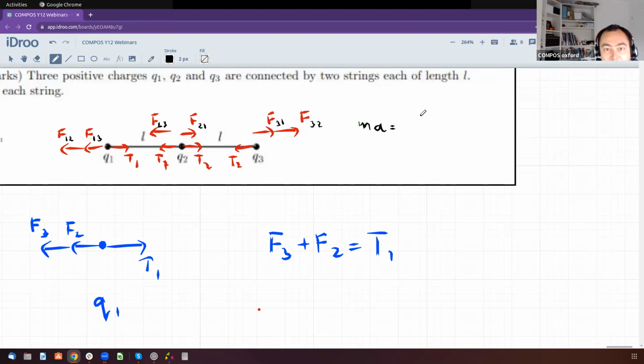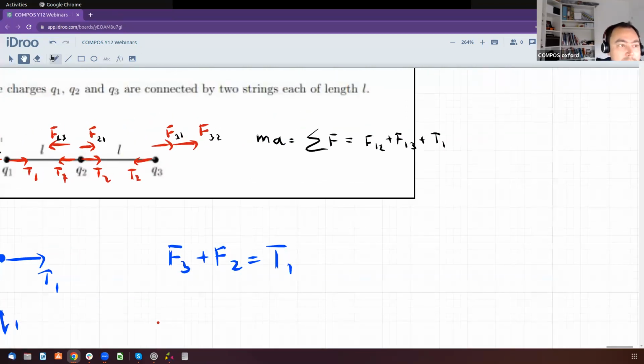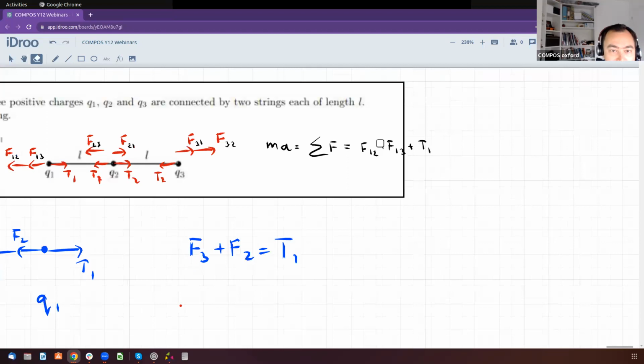And the total force is F12 plus F13 plus T1. Then, well, you know what? No, I will consider the direction as well.